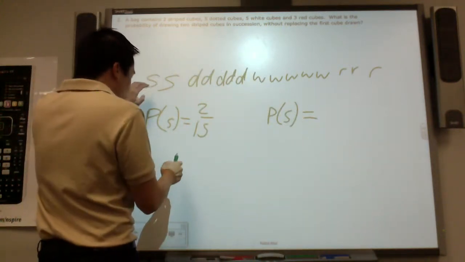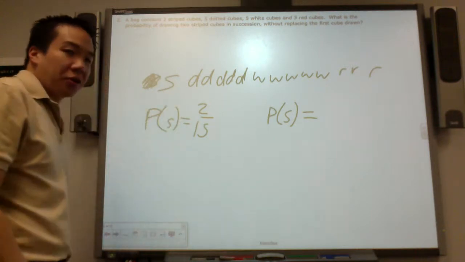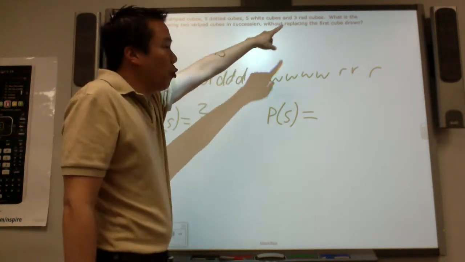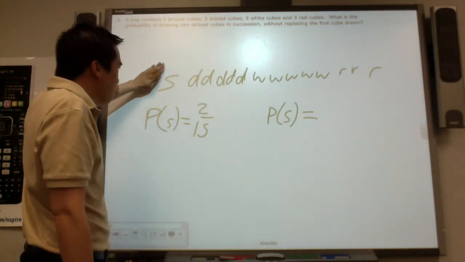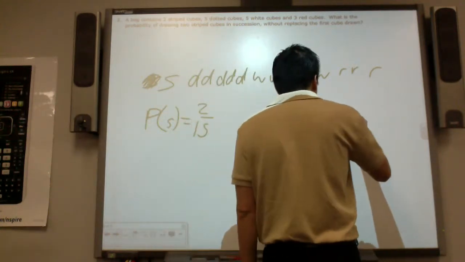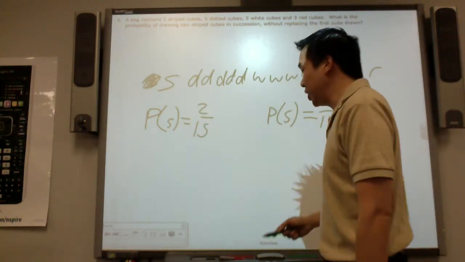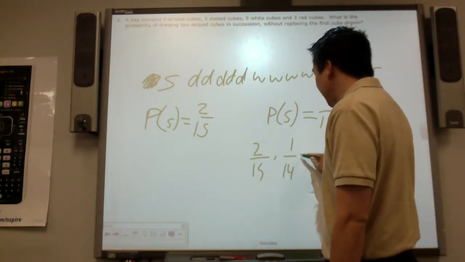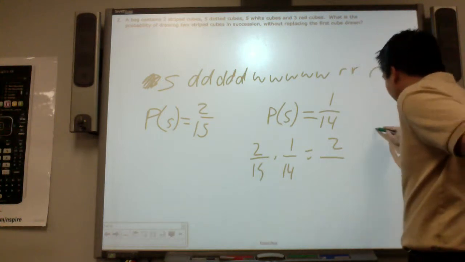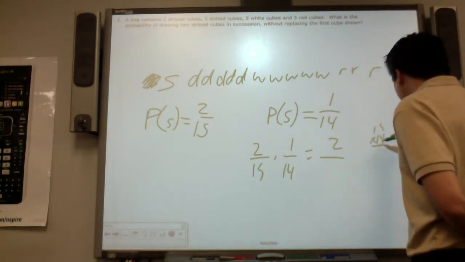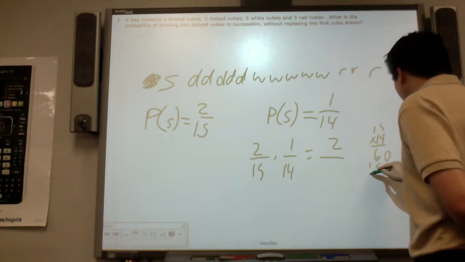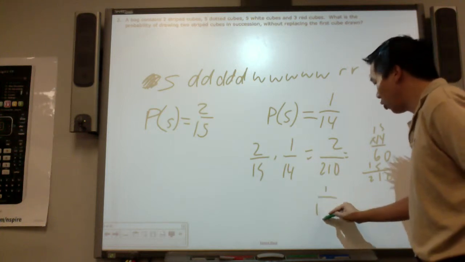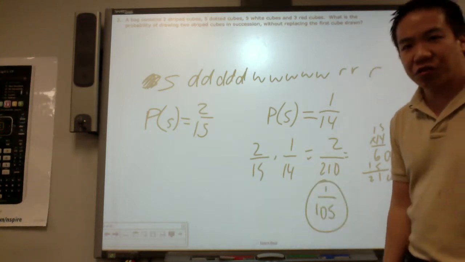So I want to find the probability of the second stripe. I took this stripe out. It is no longer there. How many cubes are left in the bag? Remember I said without replacing. So I took this out. I did not replace it. So how many cubes are left? There are 14. How many stripes do you see? 1 out of 14. So if I multiply 2/15 times 1/14, I get 2 over 15 times 14, which is 2 over 210, which simplifies to 1 over 105. And that is the answer for that one.